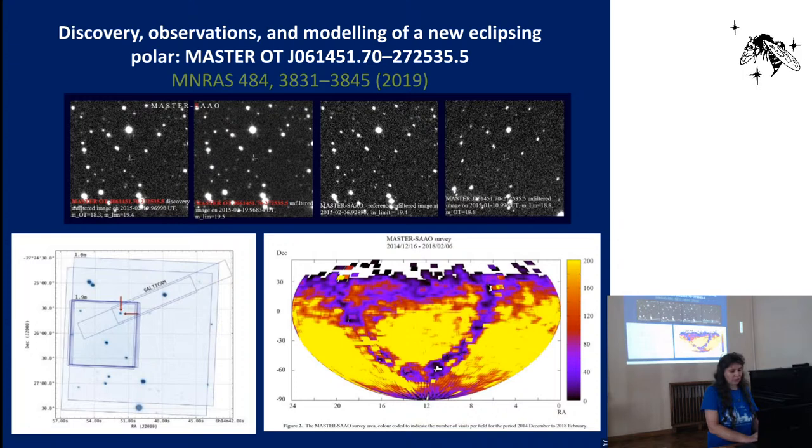Among the transients that we discovered there, there were a lot of interesting objects like this polar. It was detected by the MASTER-SAAO auto-detection system and then studied by SAAO equipment as a polar. Here you can see the coverage map during the first 2 years in the southern hemisphere by MASTER-SAAO.